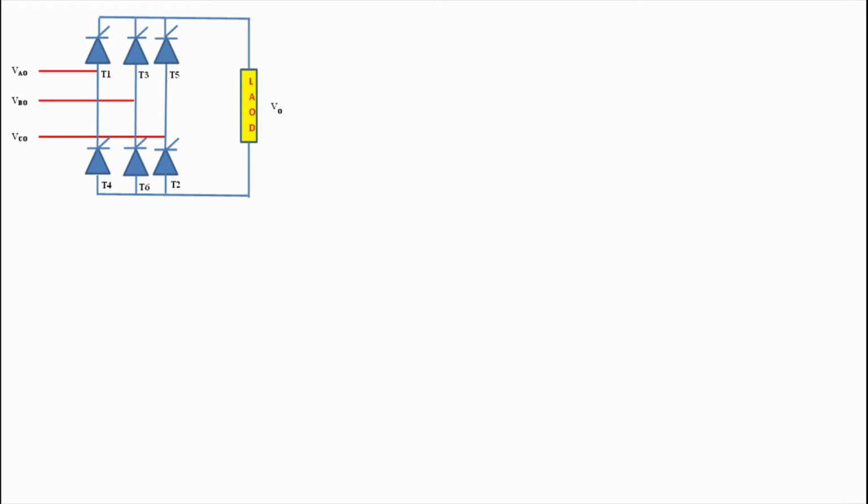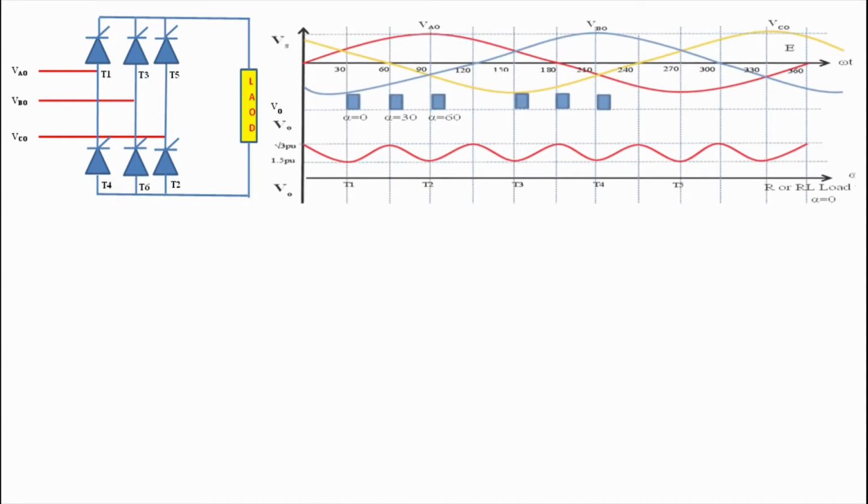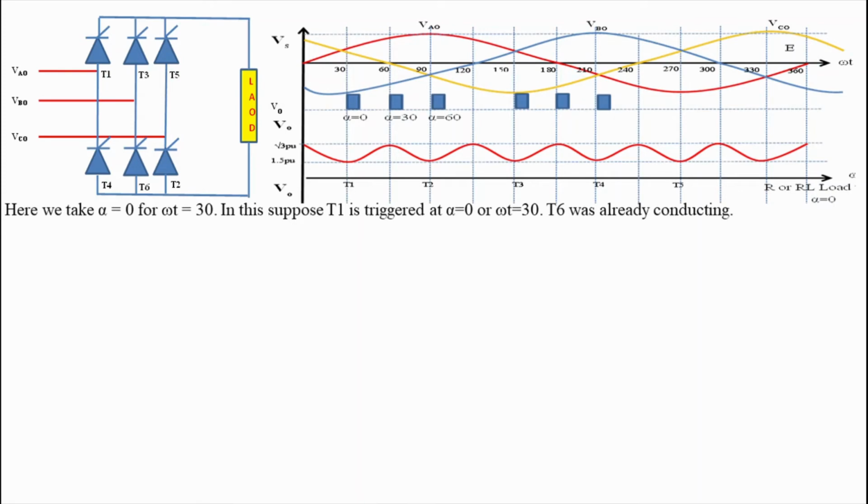Now, to understand the circuit operation of this rectifier, we need to understand the triggering sequence of thyristor. First we start with alpha equal to 0. Here we will take alpha equal to 0 for omega t equal to 30 degree. Now carefully see this waveform.